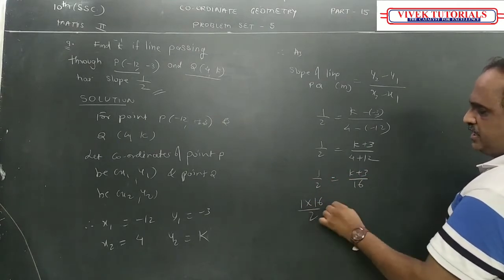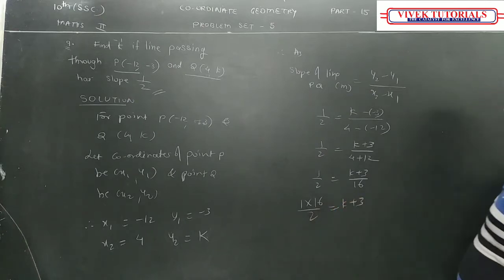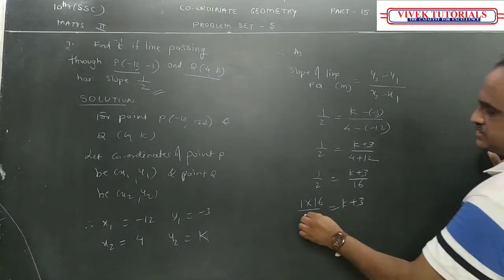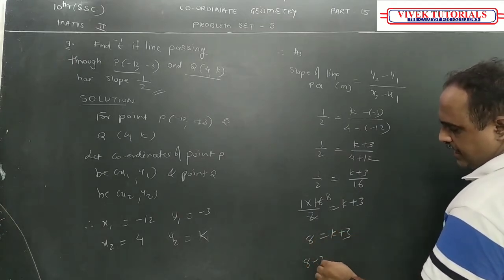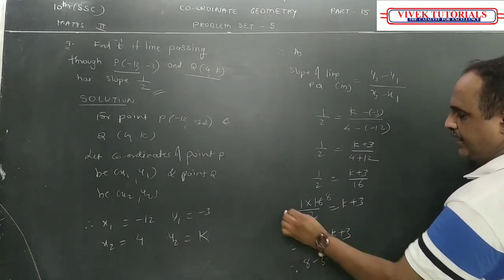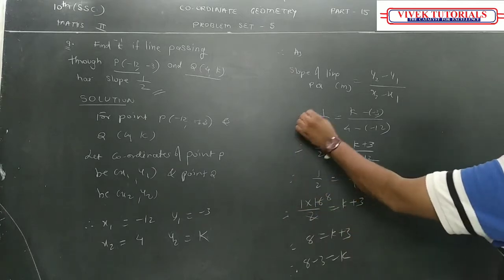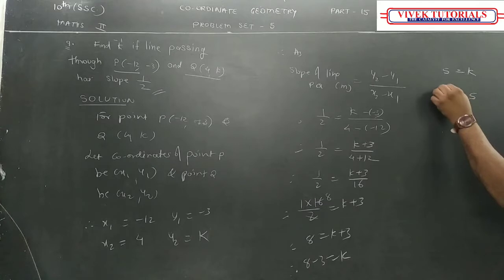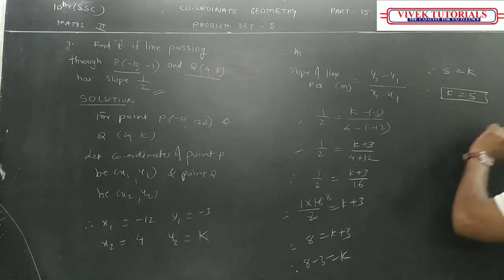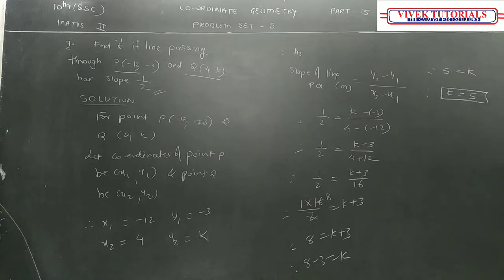So 1 upon 2 is equal to k plus 3 upon 16. 1 into 16 upon 2 is equal to k plus 3. So we get 8 is equal to k plus 3. 8 minus 3 is equal to k. So the answer we get is 5 is equal to k, or k is equal to 5. They have asked the value of k only. This is the answer for the 9th question. Comment on it properly.